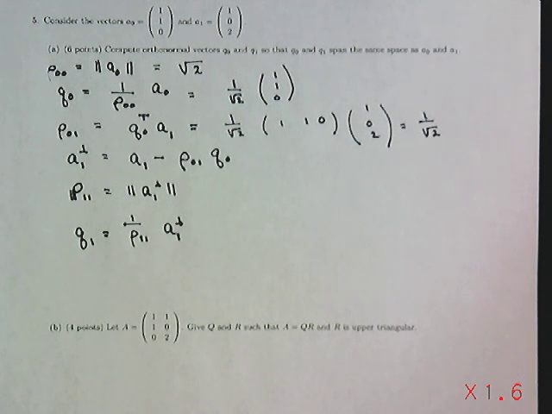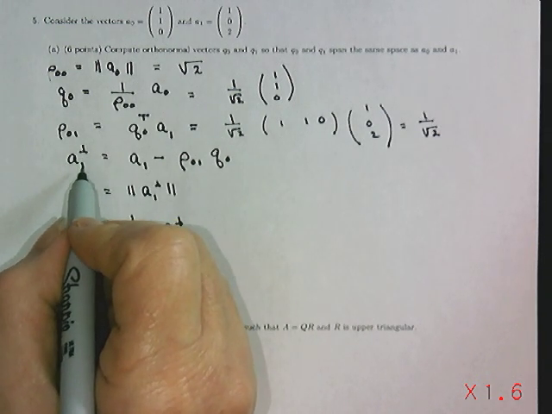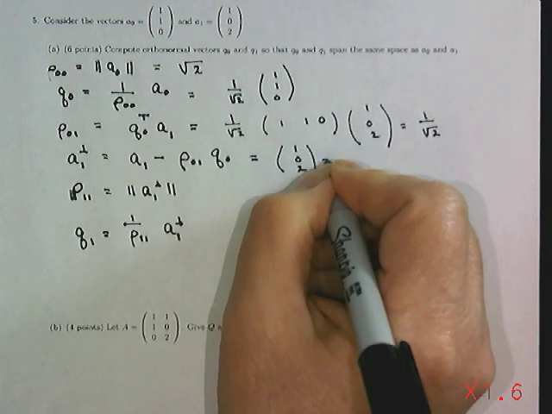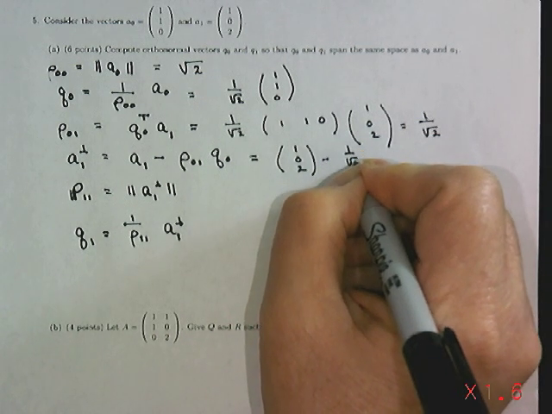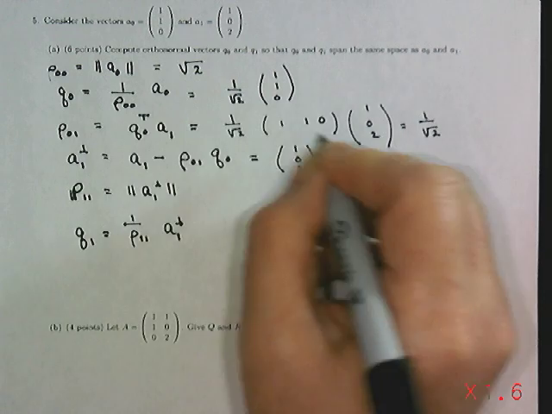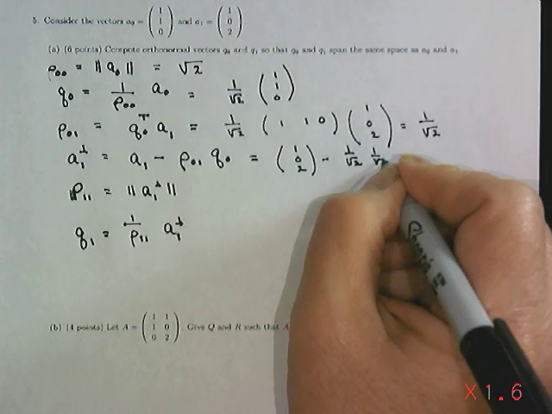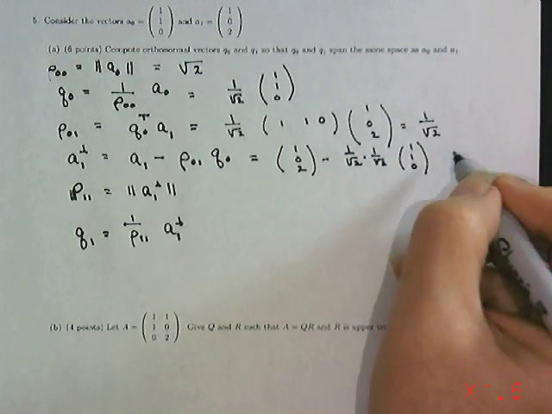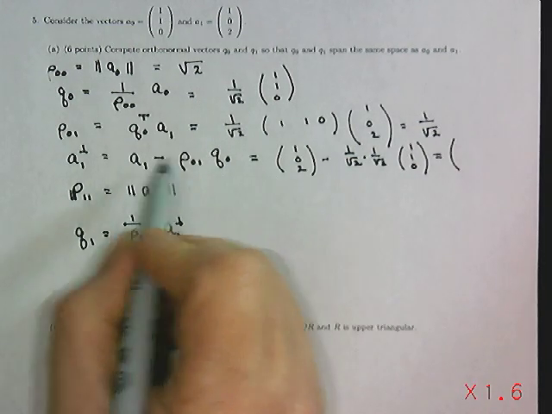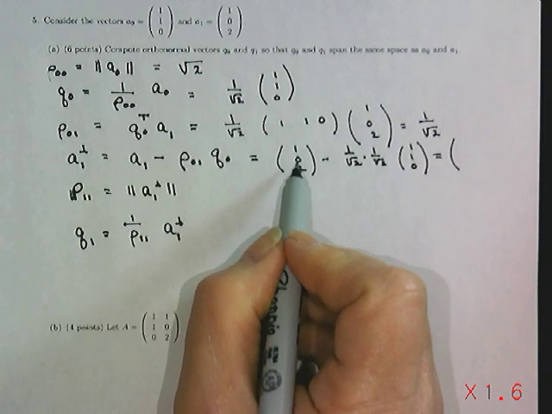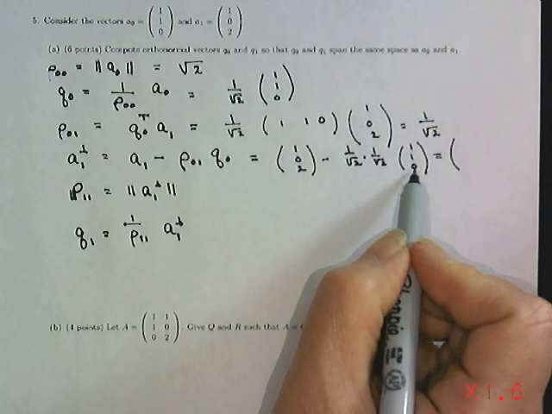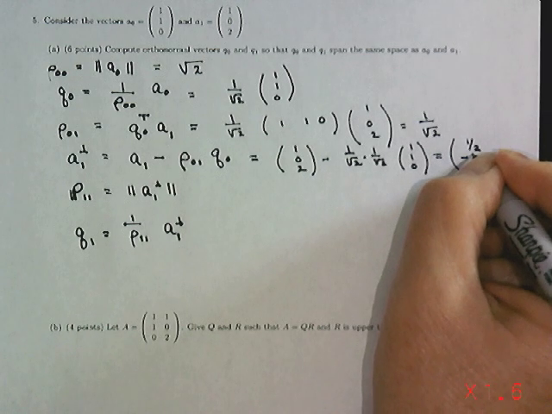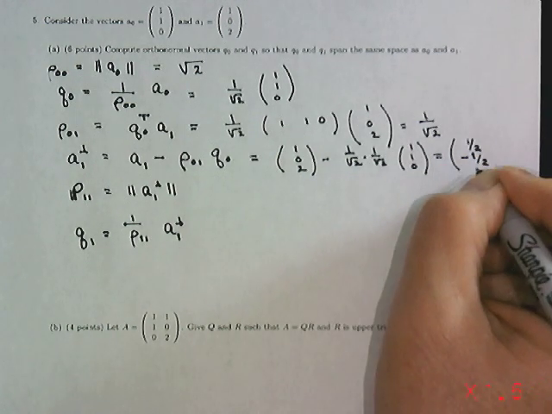Now, a sub 1 perp is 1, 0, 2 minus 1 over the square root of 2 times q sub 0, which is 1 over the square root of 2 times 1, 1, 0, which means that a sub 1 perp is 1, 0, 2 minus 1 half, 1 half, 0. 1 minus 1 half is 1 half. 0 minus 1 half is negative 1 half. And 2 minus 0 is 2.